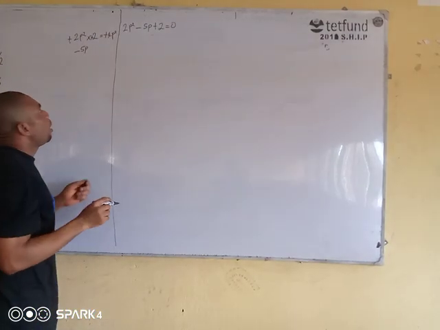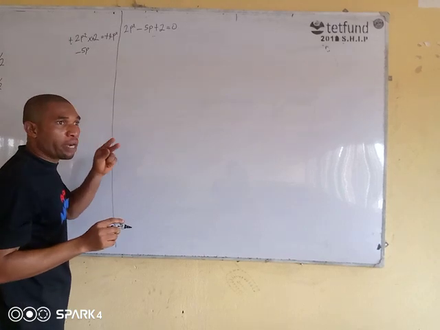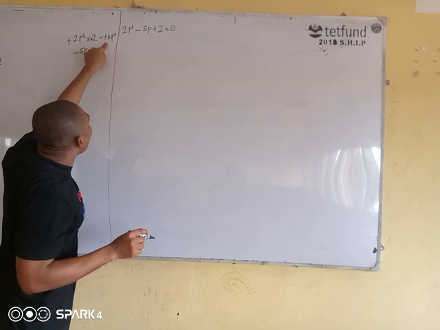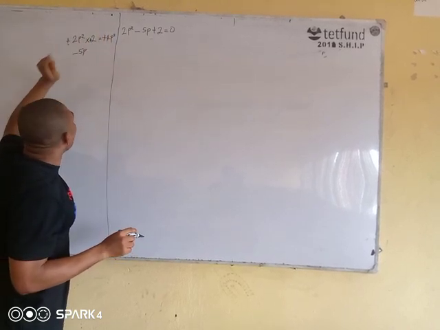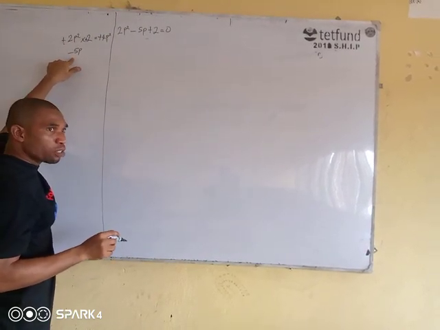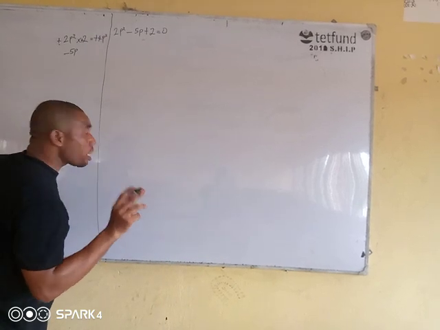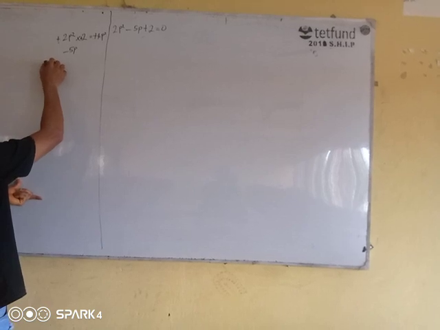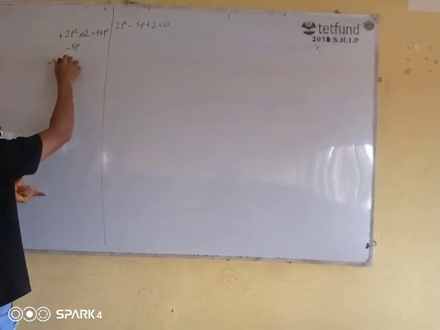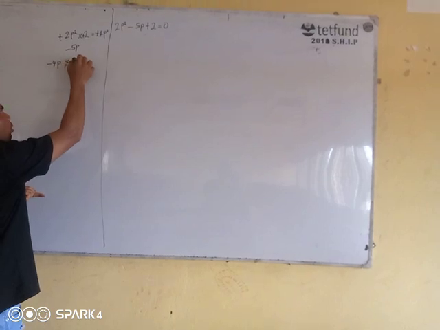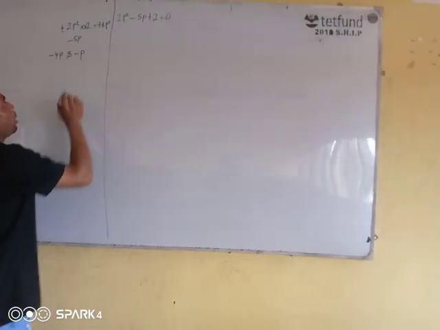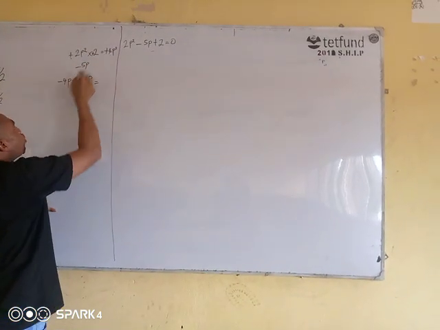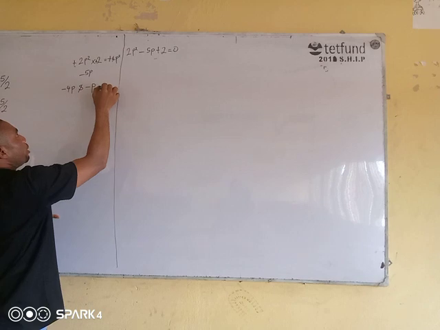Now remember, I told you we first look for two numbers. If we multiply them, they should give us plus 4p squared, and when we add them, they should give us minus 5p. And those two terms are minus 4p and minus p. Now, let's multiply them first to see whether it will give us this plus 4p squared. Minus times minus is plus.